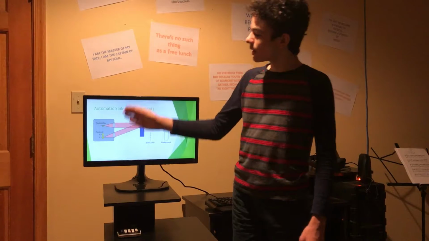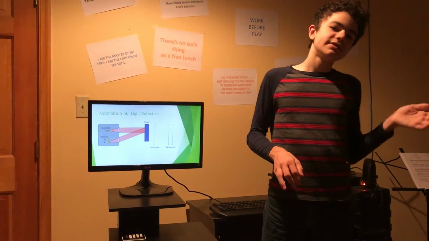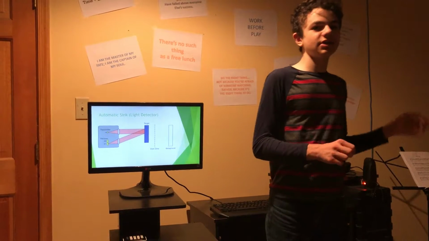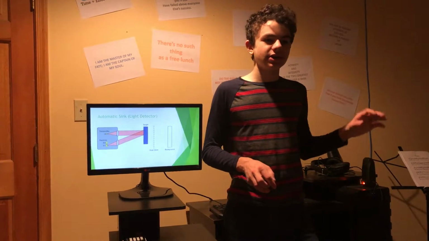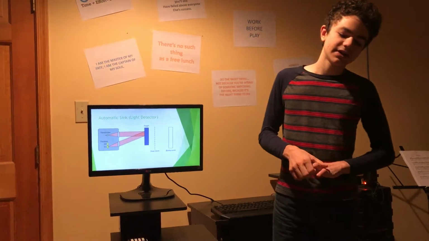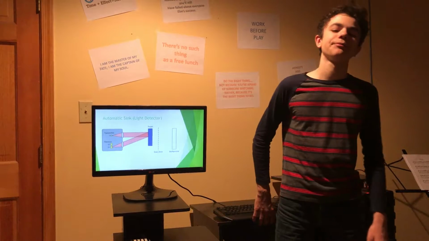If something blocks the way, it's going to stop hitting the receiver. The receiver is going to stop releasing electrons, and this is going to tell the electric circuit that something is in the way, and it should activate whatever it is meant to activate, like a sink in this case, or an automatic door.